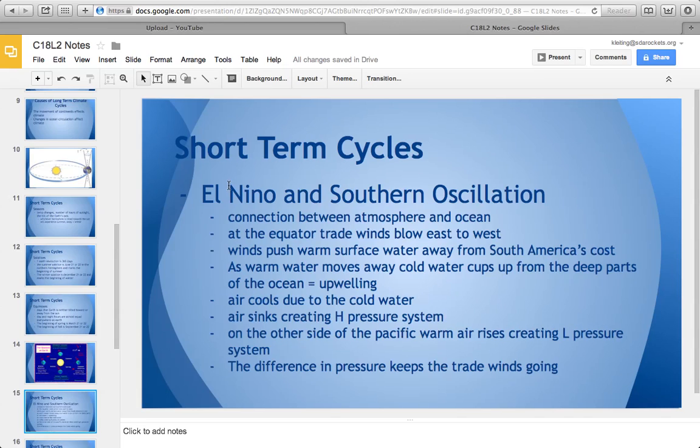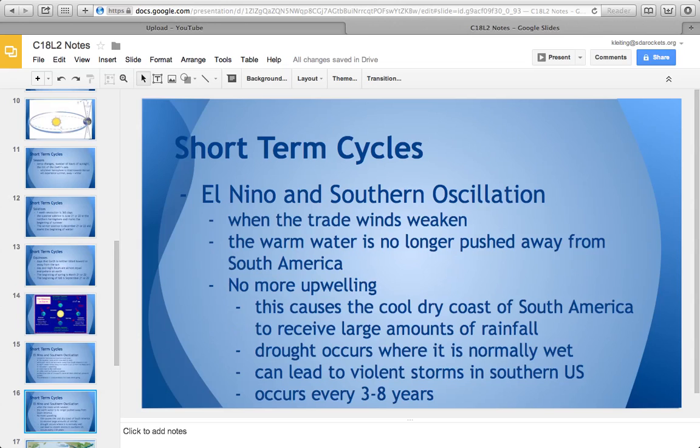As warm water moves away, cold water comes up from the deep parts of the ocean. That's called upwelling, when we have cold water coming up from the deeper parts of the ocean. Air cools due to the cold water. The air sinks, creating high pressure. The air above that cold water sinks, creating high pressure. On the other side of the Pacific, warm air rises, creating low pressure. The difference in these pressures keep the trade winds going.